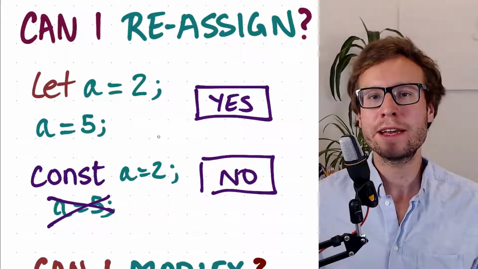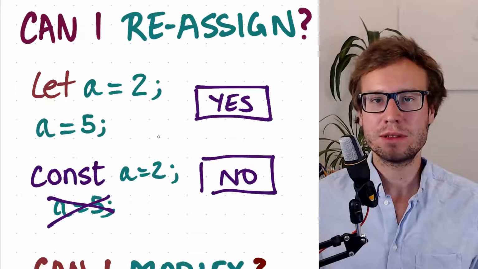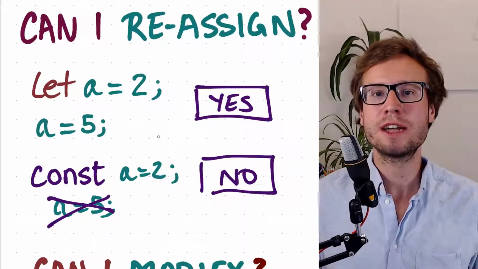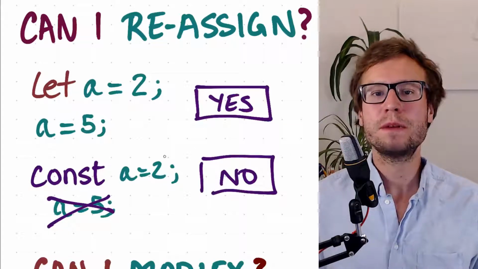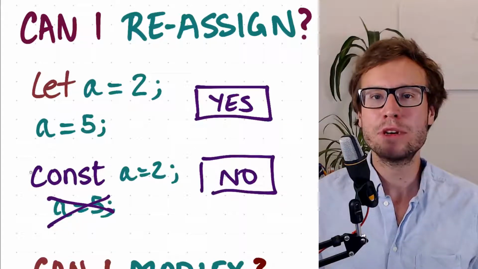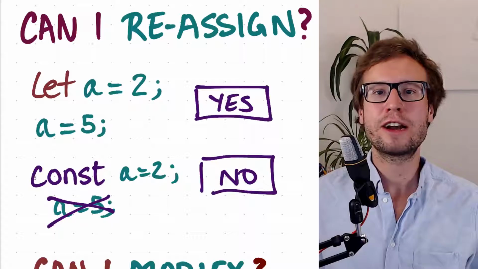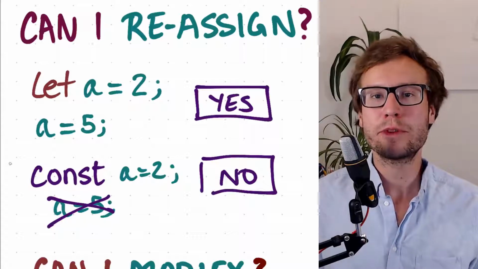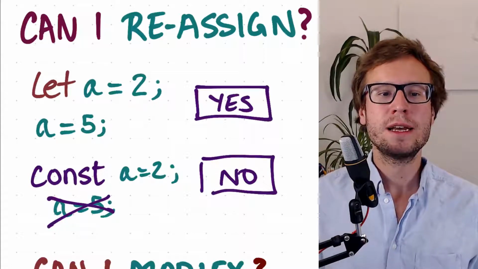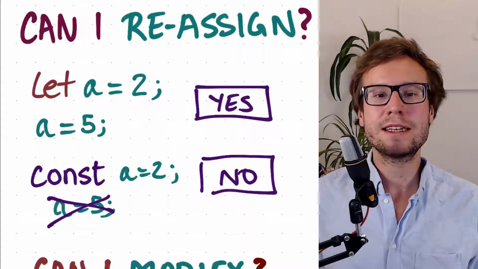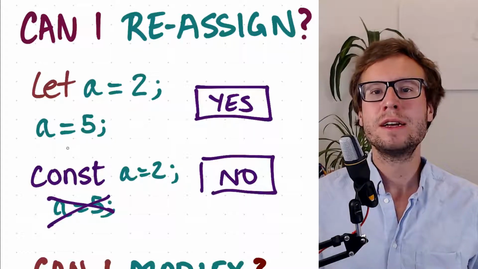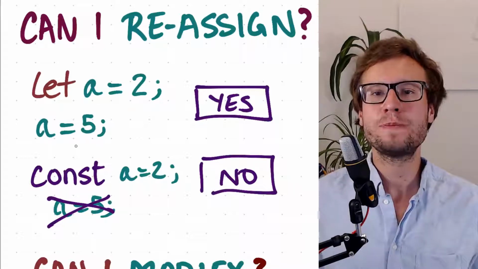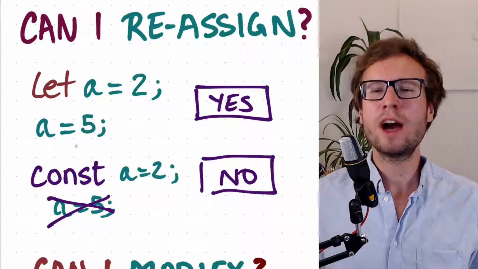The only thing that is constant about variables that are declared with the const keyword is that you can't reassign to them. But you can modify the members of an array that's in the variable. You can modify the properties of an object. So that's the difference. That's it. And that's why the const keyword was introduced, so that we could have a type of variable that cannot be reassigned. Now, why would you want that?